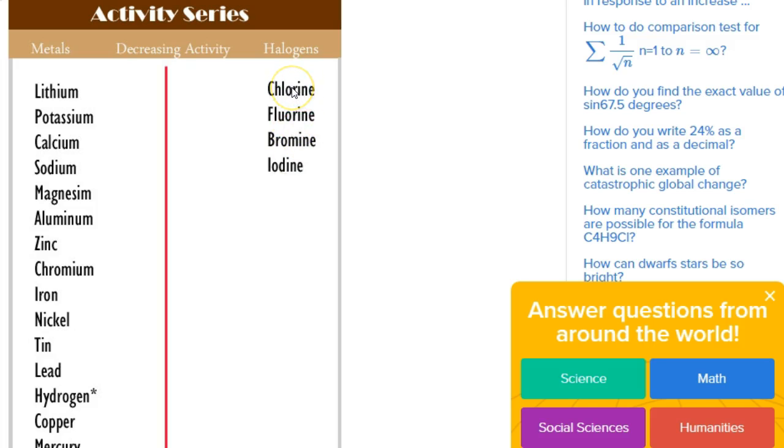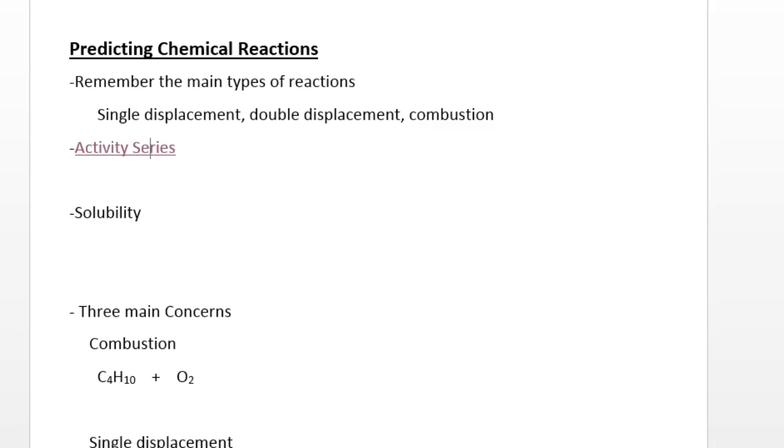And if you have that and you have another metal by itself, how will they react? You just follow this chart. Chlorine is the most reactive, iodine is the least reactive. Okay, so that's the activity series, and that's going to help us with single displacement reactions.